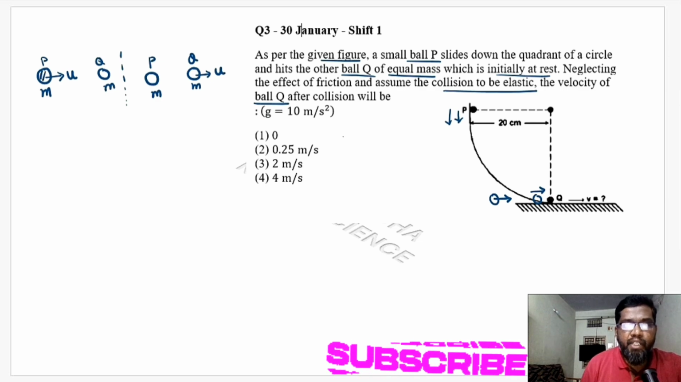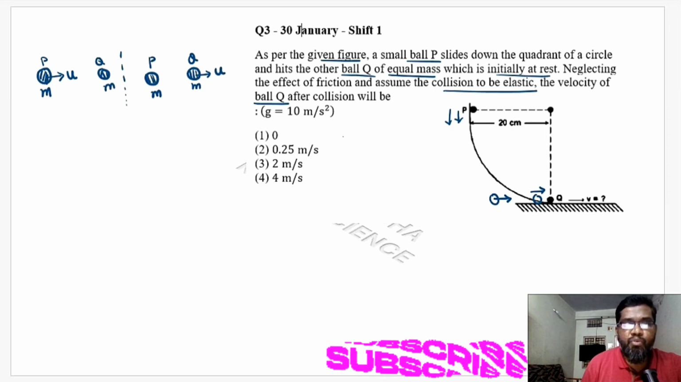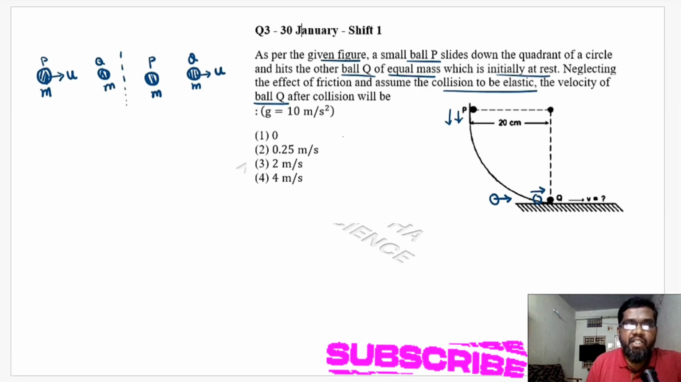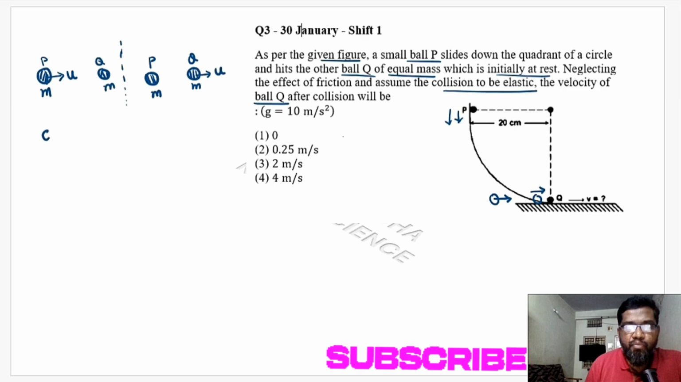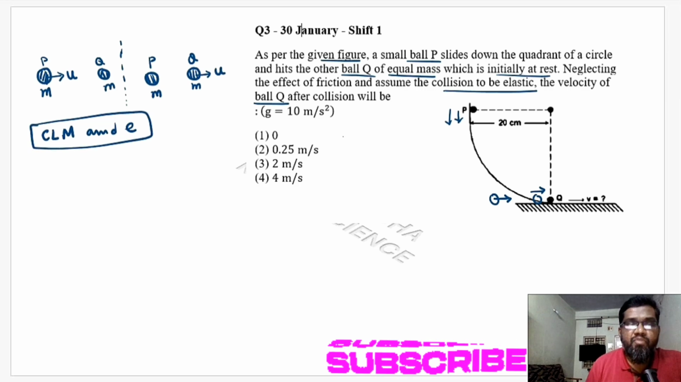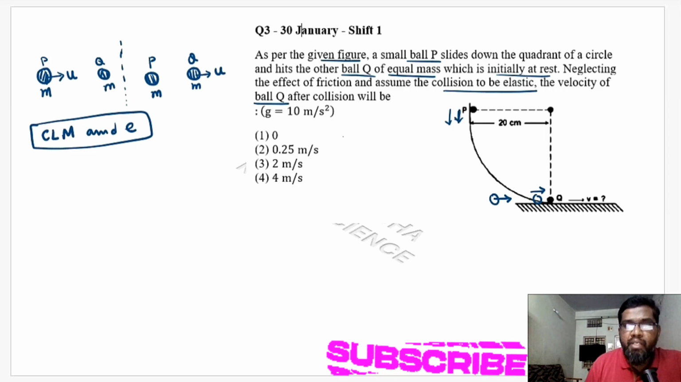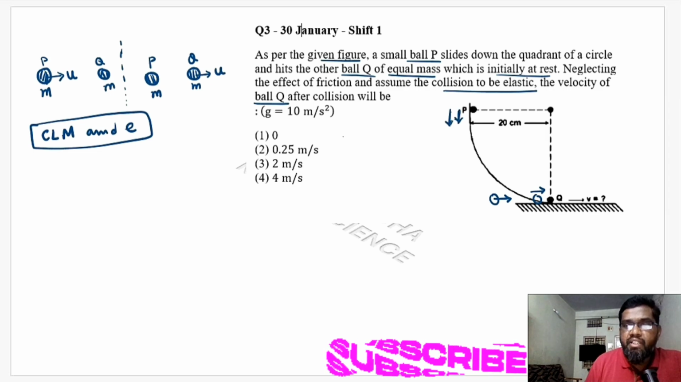This is the idea you might know from the basic principles. In a perfectly elastic collision, the one which is at rest will get the same kinetic energy as that of P. This can be proved simply from the conservation of linear momentum and e equal to 1. If we apply conservation of linear momentum and the coefficient of restitution definition, that can be made clear very easily. Fine. Then what is the velocity the ball P will acquire after reaching this ground level?